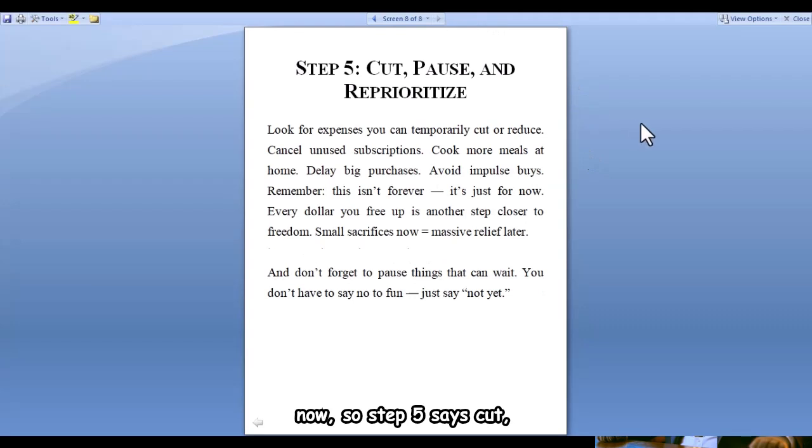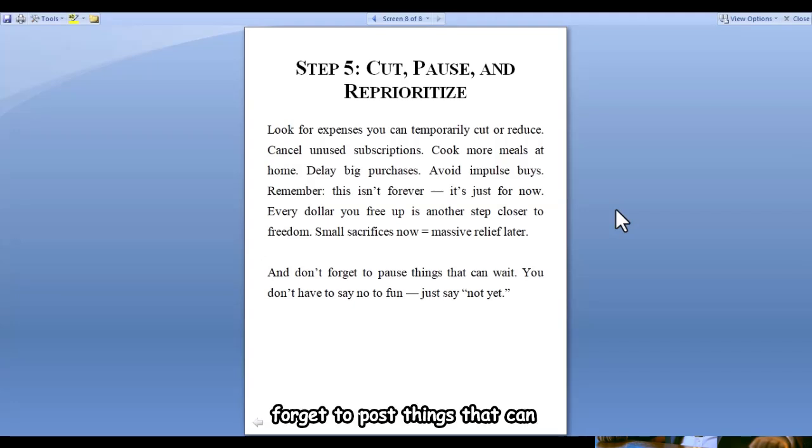So step 5 says cut, pause, and reprioritize. So look for expenses you can temporarily cut or reduce. Cancel unnecessary subscriptions. Cook more meals at home. Delay big purchases. Avoid impulse buys. So remember, this isn't forever, it's just for now. Every dollar you free up is another step closer to freedom. Small sacrifice now equals massive relief later.